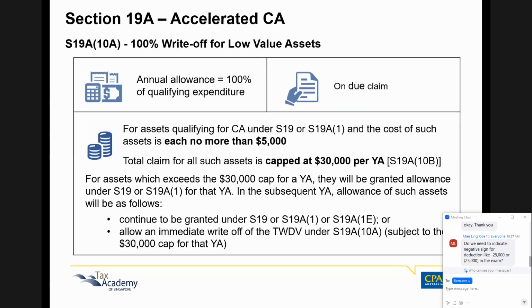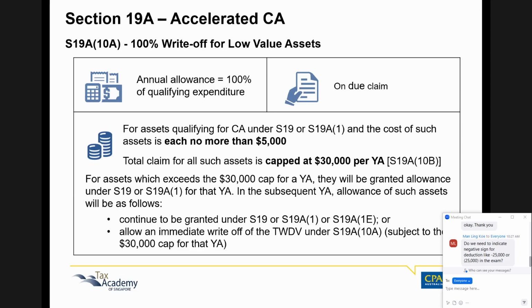Okay. Then moving on, we have another type. This is also an accelerated 100% claim, but this is for low value assets. So this is 100% of your qualifying deduction also. Each asset must be no more than $5,000. And the total claim for all such assets is actually capped at $30,000 per YA. $30,000 per YA.